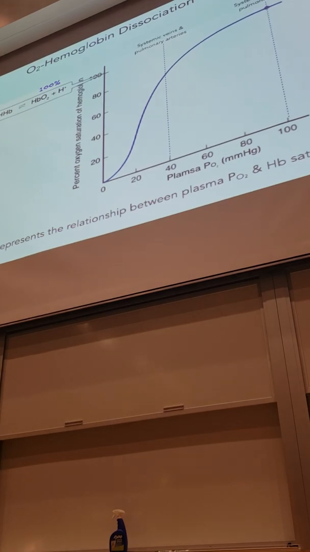So hemoglobin's a weird molecule, and it is changing its properties, the affinity with which it binds oxygen, depending upon how much oxygen is there.